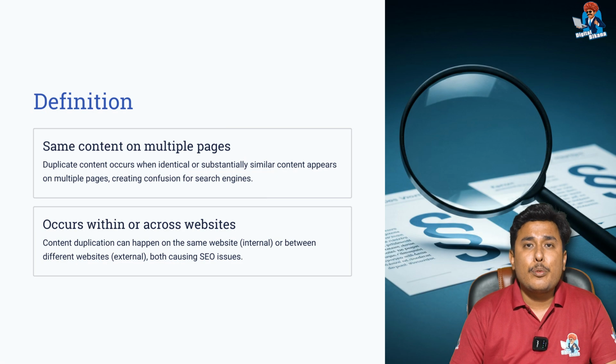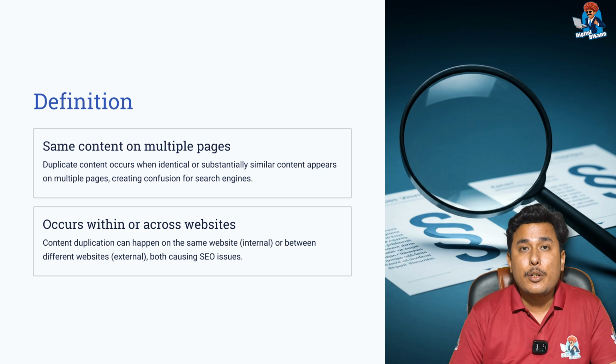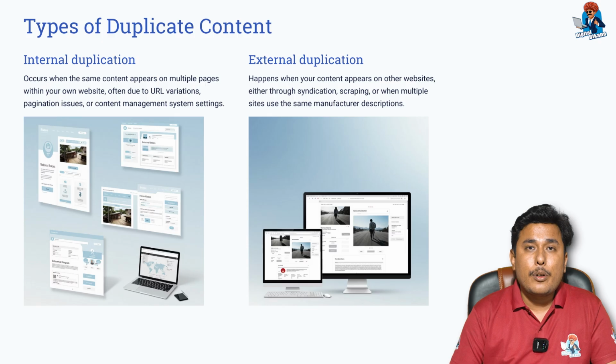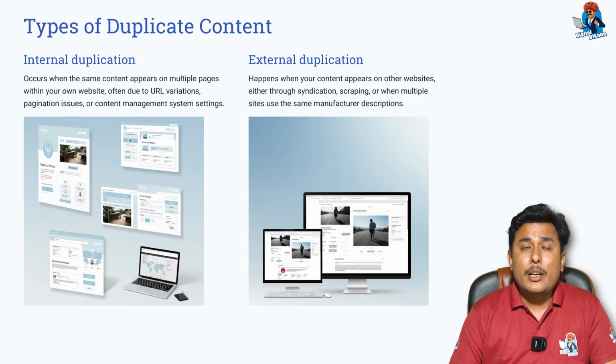Duplicate content refers to blocks of text that appear on more than one web page, either within your own website or across different domains. Search engines struggle to decide which version to rank. There are two main types: internal duplicate content, same content repeated on multiple pages of your site; external duplicate content, content copied or syndicated from other sites.